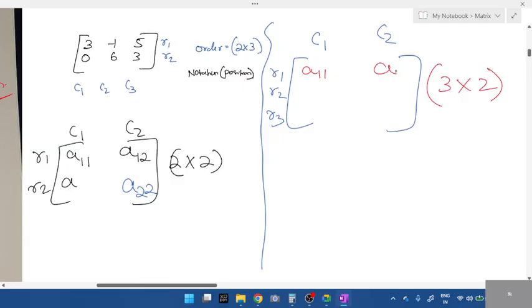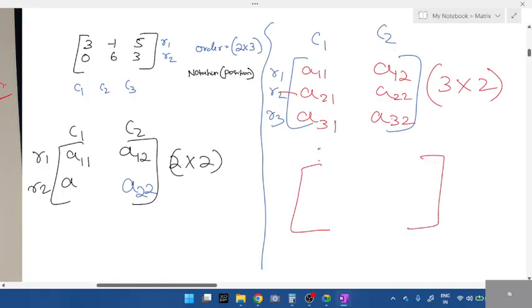R1 value? What? Tell me the value. Yes, just compare this 2 here and 1 here. A21. Next, here A22. Here, with respect to R and C, check R and check C, students. A32. This is 3 comma 2 matrix.